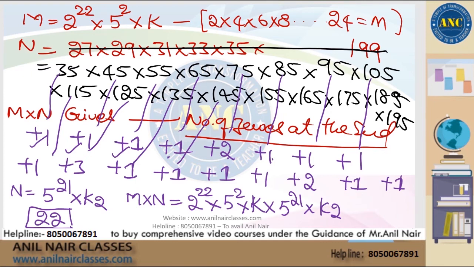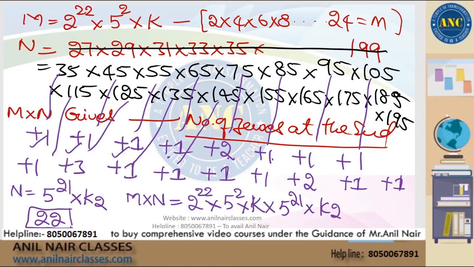In this question, please put a star mark on this question, sir. Again I am explaining. M is the product of all even numbers from 2 to 25: 2, 4, 6, 8 till 24, which is nothing but 2 power 22 into 5 power 2 into k. N is the product of all odd numbers from 26 to 200.